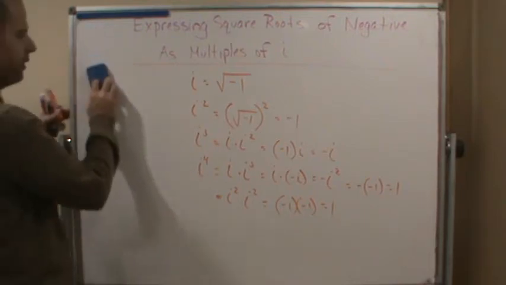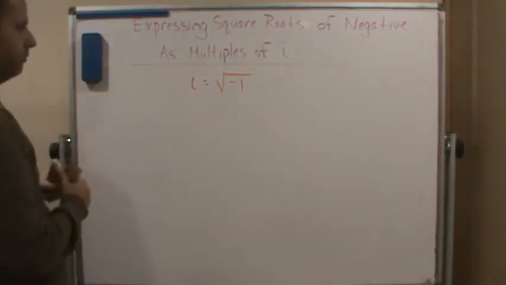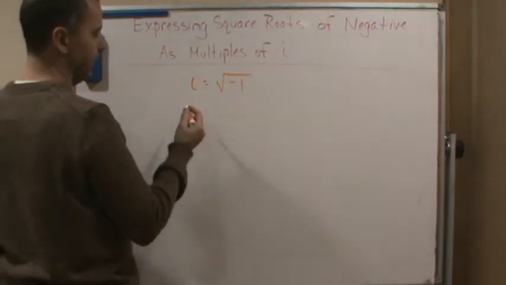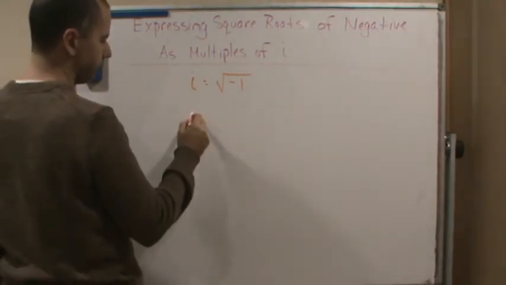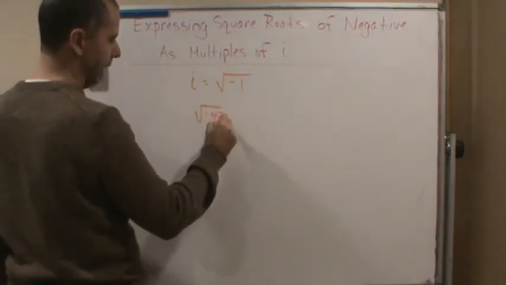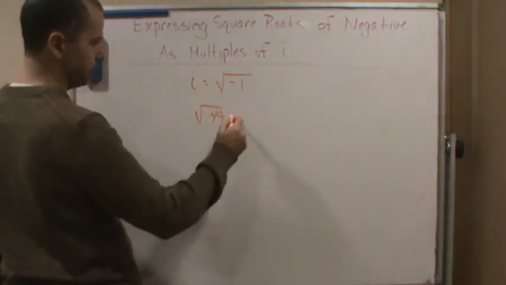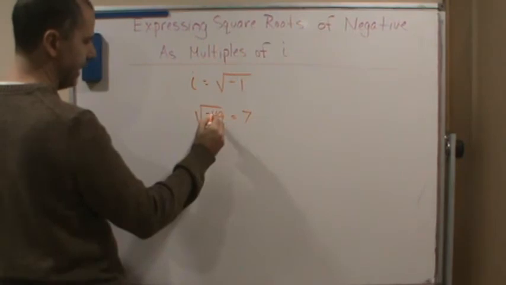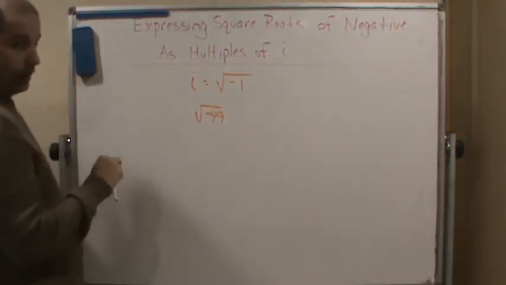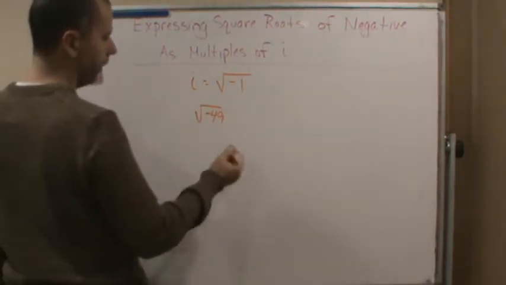Now, what's the other thing we can do? We can take the square root of a negative number and represent it as a multiple of i, which is what we're talking about today. So let's take the square root of -49. Normally if this was just positive, it would just be 7. But it's negative, so what happens here? Does it become -7? That would be wrong.